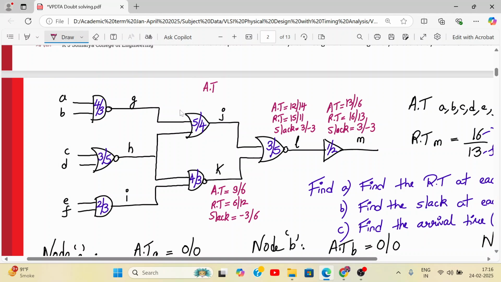So arrival time at node J, it's 9 by 9. Return time it's 6 by 11, and slack is minus 3 by 3.